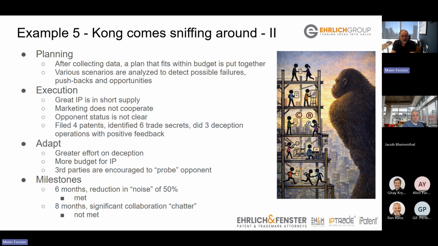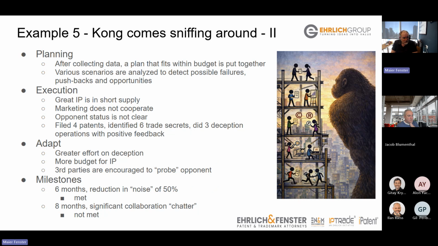But you did file 4 patents, identified 6 valuable trade secrets which you're protecting, and you did 3 different deception operations which had positive feedback. Now we're adapting what we're doing. Based on this, IP should get more budget, should put more effort into deception, and since we're missing information, we should be encouraging third parties to probe this opponent and hopefully get more information.